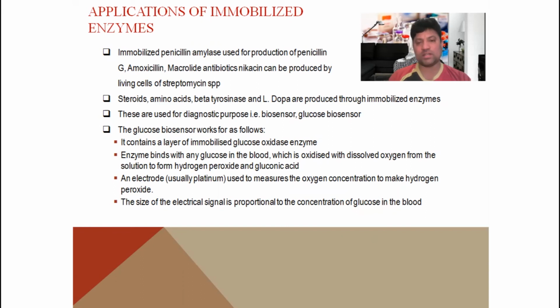The glucose biosensors are used to identify the glucose level in a patient's blood. The glucose biosensor contains a layer of immobilized glucose oxidase enzyme that binds with any glucose in blood, which is oxidized with the dissolved oxygen from the solution to hydrogen peroxide and gluconic acid. An electrode, most of the time platinum, is used to measure the oxygen concentration used to make the hydrogen peroxide. The size of the electrical signal is proportional to the concentration of glucose in the blood.